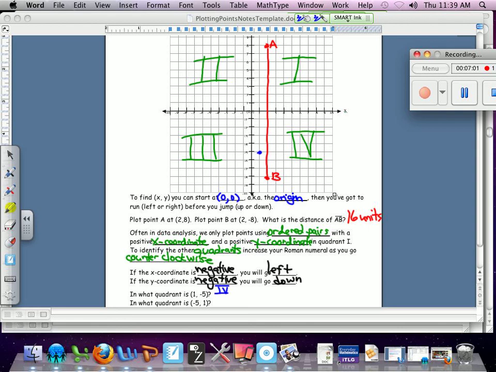In what quadrant would you find negative 5, 1? So over to the left 5 and then up 1. Quadrant 2. Over to the left 5: 1, 2, 3, 4, 5, and up 1. You can see your numbers a little bit better than mine, hopefully. Now we're going to practice making polygons on all 4 quadrants in your journal. So let's go.